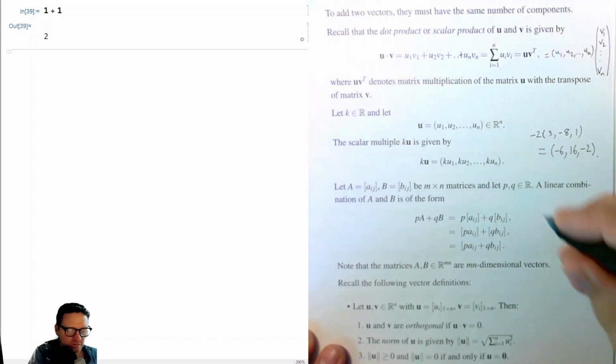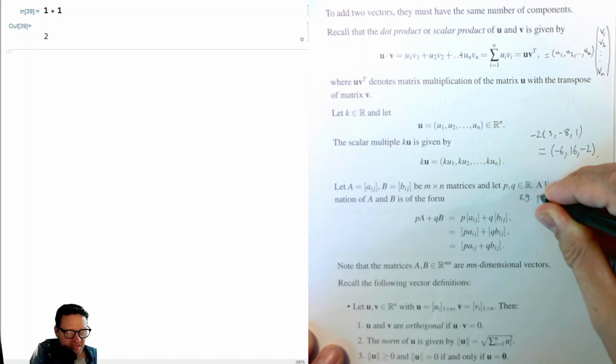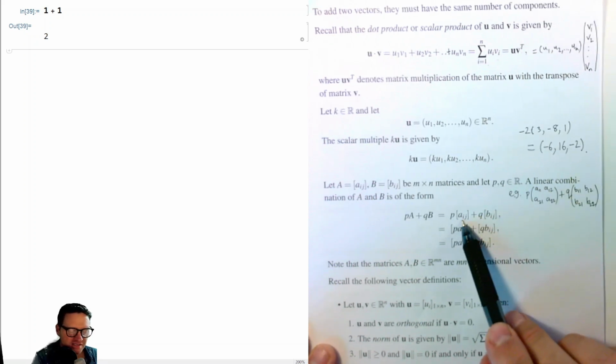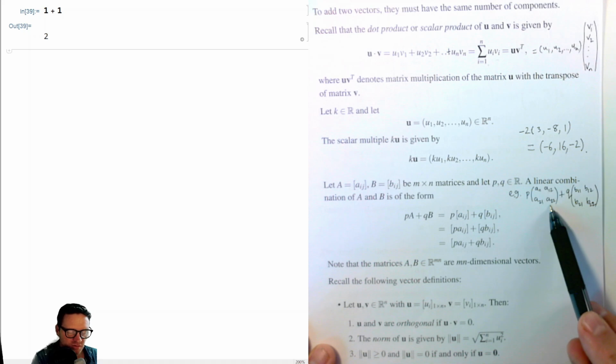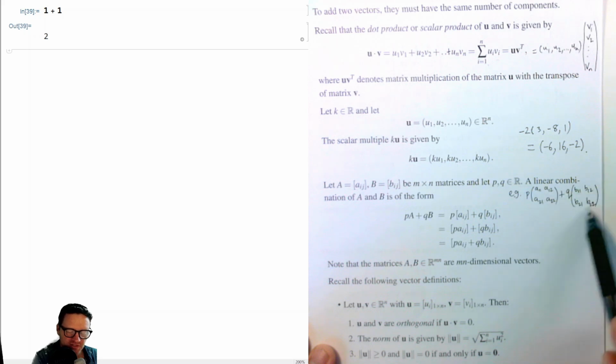All right, for example, let's put it over here. We have a scalar P times a matrix A11, A12, A21, A22, plus Q times B11, B12, B21, B22. Now what does this look like? You see, this is an abbreviated form of this matrix. For example, if you know that m is 2 and n is 2, so that the matrices are 2 by 2, but they could be like 3 by 5, for example.